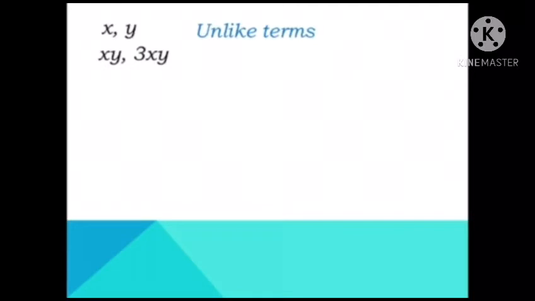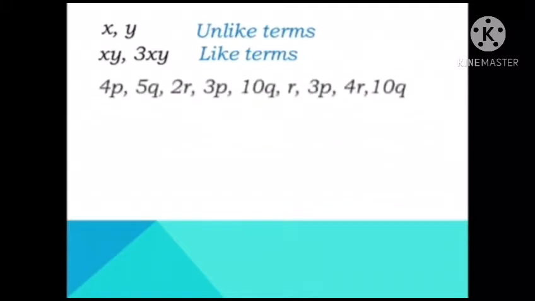xy comma 3xy. Both the terms have two variables and the two variables are the same, xy for the first one also and the second one also xy, so they are like terms. xy comma 3xy are like terms.